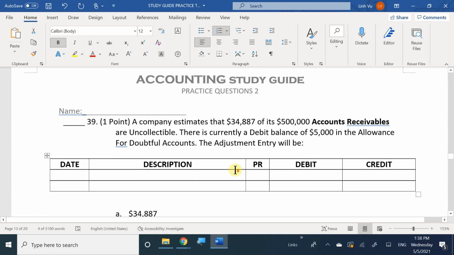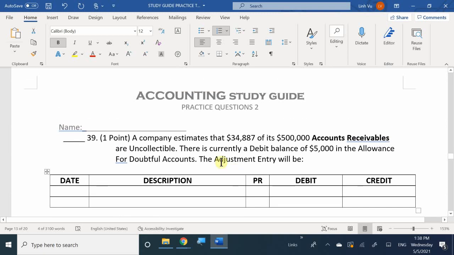All right, question number 39 says a company estimates that $34,887 of its $500,000 accounts receivable are to be uncollectible. And there's currently a debit balance of $5,000 in the allowance for doubtful accounts. The adjustment entry would be B. You'll take the estimate 34,887 and add the 5,000 to give you a total of 39,887.